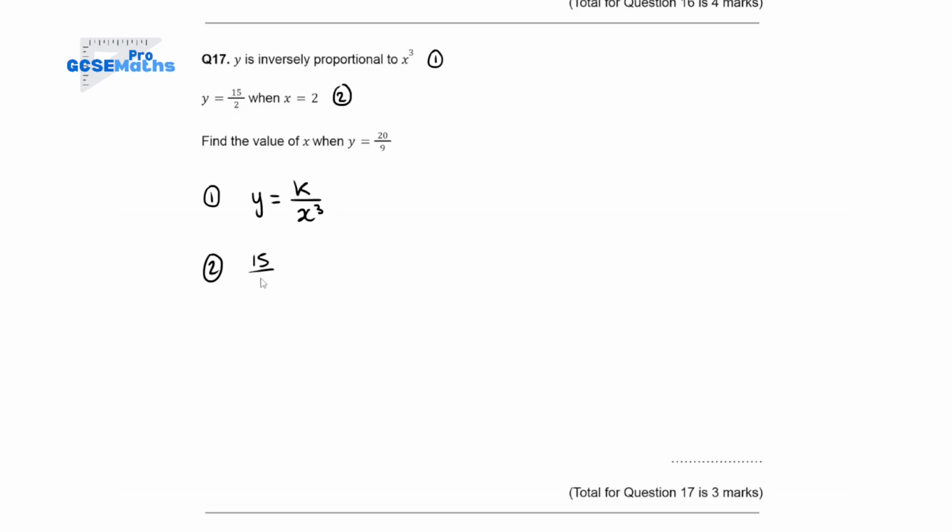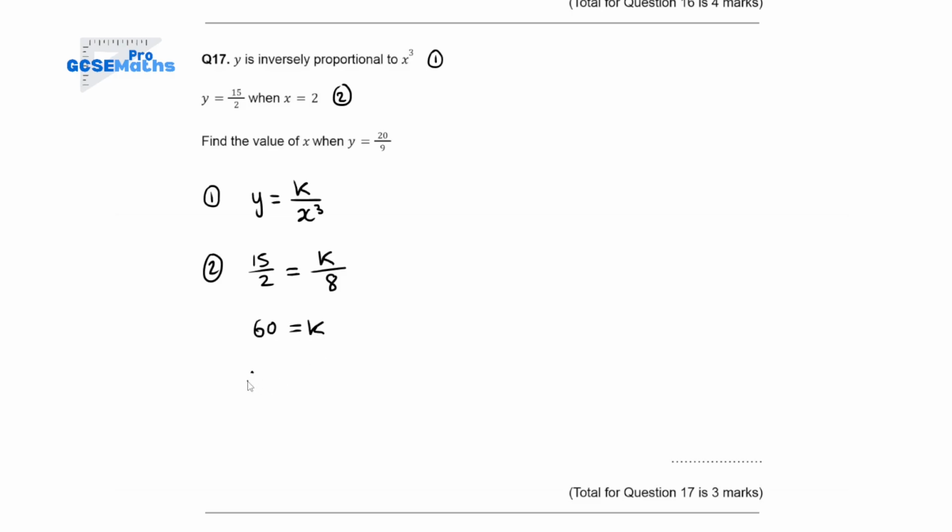Step 2, you use your matching pair here to find out the value of k. So 15 over 2 is equal to k over 2 cubed, which is 8. Now I just need to solve this. I'm always going to times by 8. Again, you can solve this however you want. It's effectively 15 times 4, so that's 60.